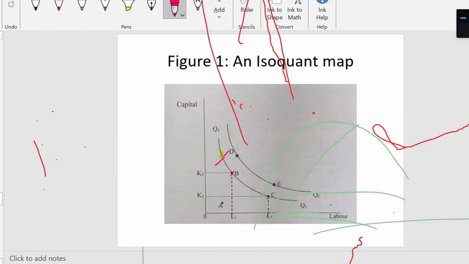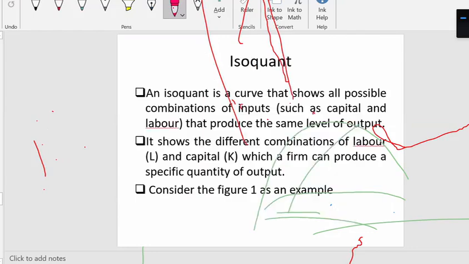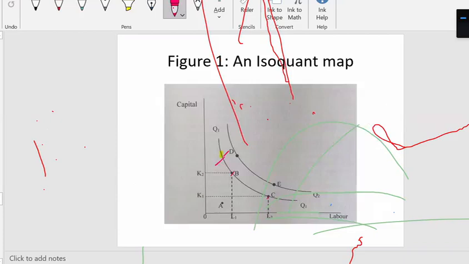Likewise in Q2, we are producing with different combinations of labor and capital, producing the same Q2, the same quantity. It means at all these points you are producing Q2. Now, what do we say about the iso-quantity? An iso-quantity is a curve that shows all possible combinations of inputs that produce the same level of output. It shows the different combinations of labor and capital which firms can produce at a specific quantity of output, as you've seen in this graph.